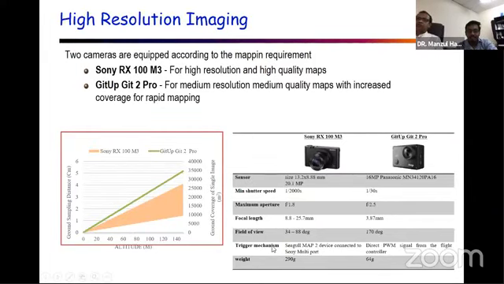So this is the coverage that we can get using our fixed wing drone. Initially we tested with two different camera systems. This is the very high resolution camera, and this GitHub G2 Pro is a wide angle camera, so the amount of coverage we can get from one image is high. You can see here, this line corresponds to the GitHub G2 camera, and this is for the Sony RX100 camera. So this is a very high resolution camera. If we are dealing with a project which requires making rapid maps, then we can go with this kind of imaging system. Next slide.